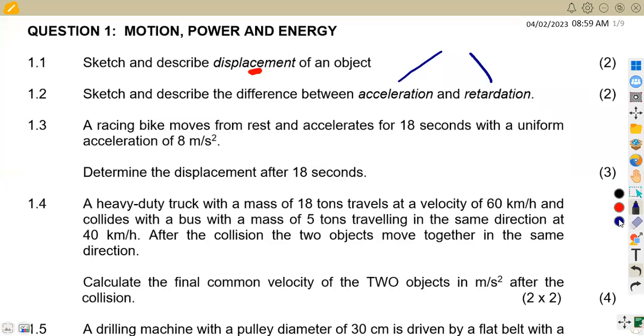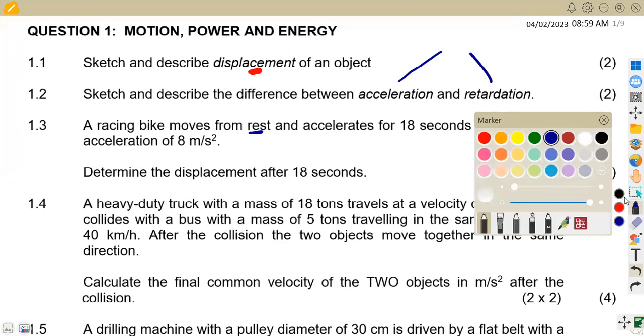1.3, we are given that a racing bike moves from rest and accelerates. Take note, we are starting from rest, where we know that our U is equal to 0. So starting at rest, and accelerates for 18 seconds with uniform acceleration of 8 meters per square second. Determine the displacement after 18 seconds. You can actually use a graph, or you can just take the information. I'm just going to show you both ways.